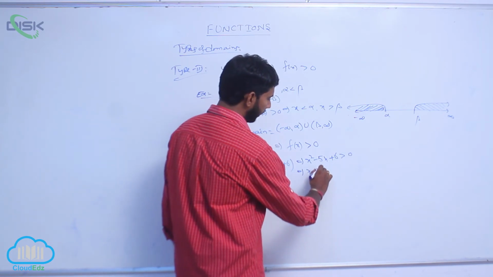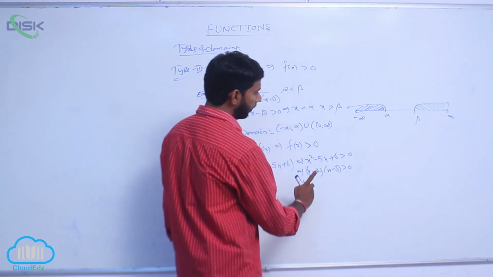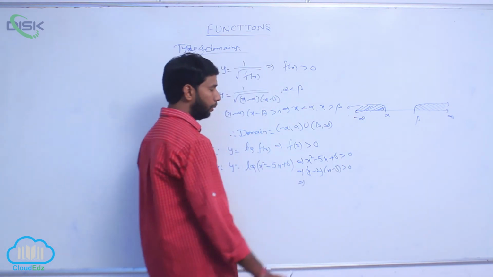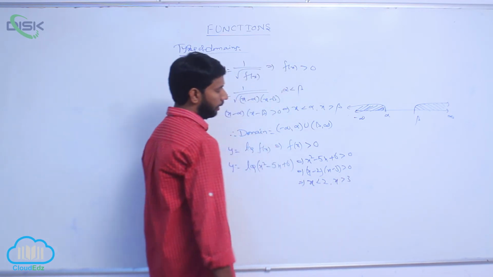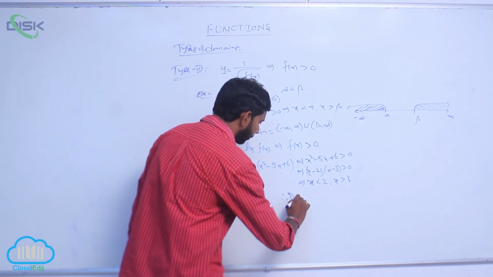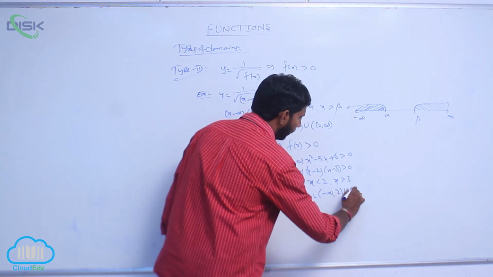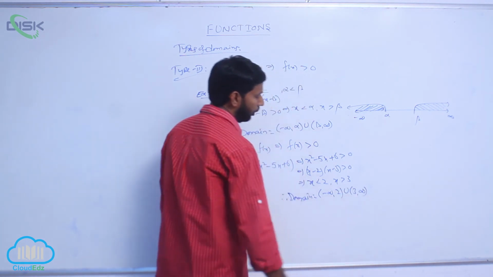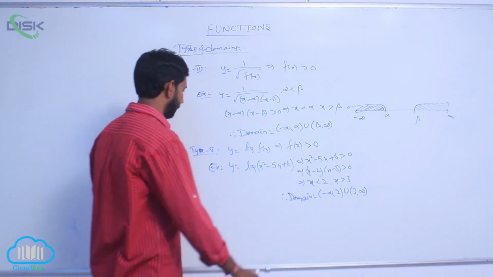Here the factors are x minus 2 and x minus 3 greater than 0. That is, the value of x does not lie between 2 and 3, that is x less than 2 and x greater than 3. Therefore, domain is equal to open minus infinity comma 2 union open 3 comma infinity.